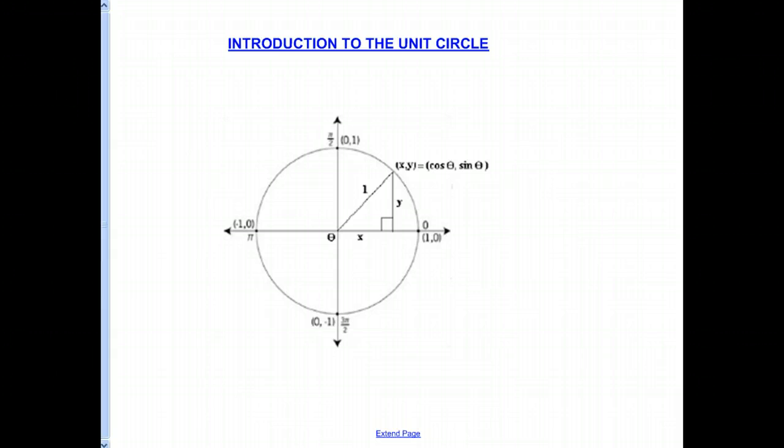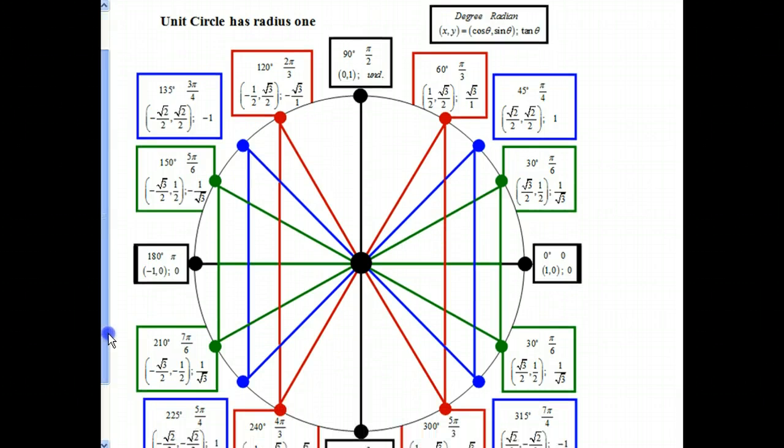Just to remind you what we've learned, we learned that if you have a unit circle where the radius is 1, the coordinates of any angle theta where the angle meets the circumference is always equal to the cosine of theta for the x value and the sine of theta for the y value. So if you were to complete an entire unit circle going by 30-degree increments and by 45-degree increments, this is what you would get.